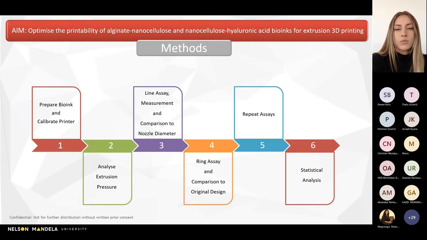A similar procedure would be used to conduct the ring assay. However, printed structures are measured with digital calipers and compared to a plastic 3D printed model to assess the ability of each bioink to produce a continuous uniform ring, which maintains the height and width of the original design. A one sample t-test would be used to analyze shape fidelity, and a paired sample t-test would be used to compare time-related shape changes.